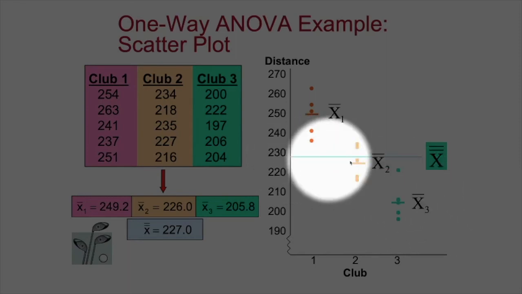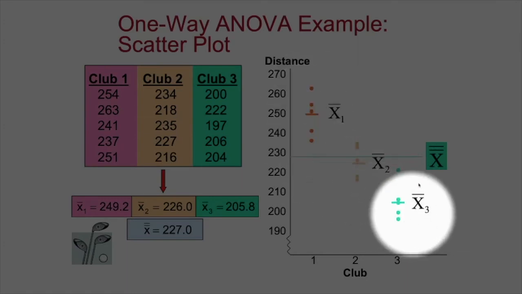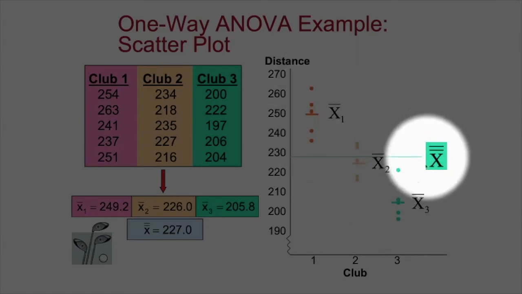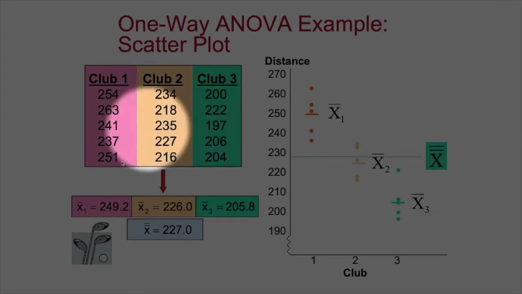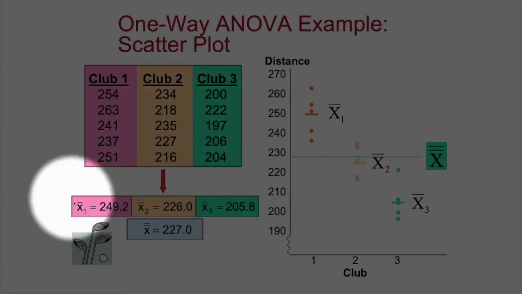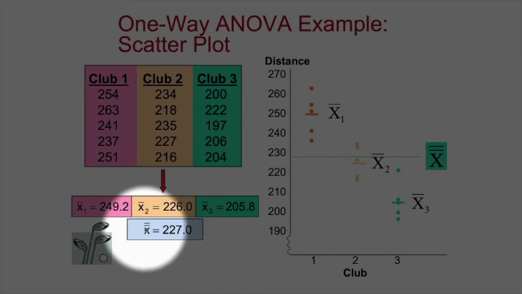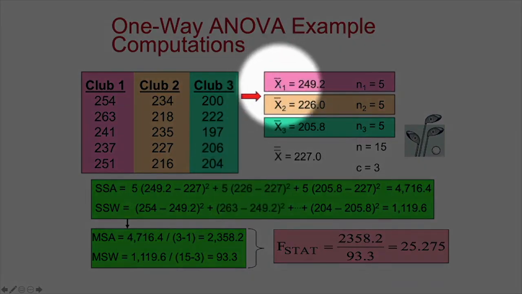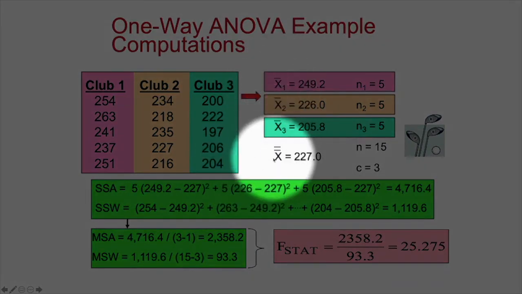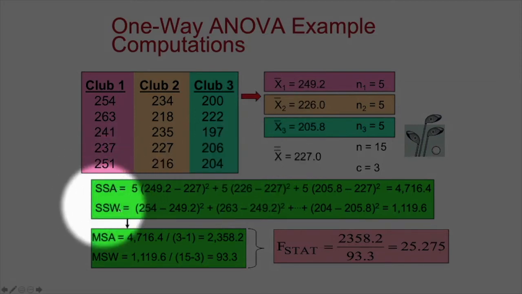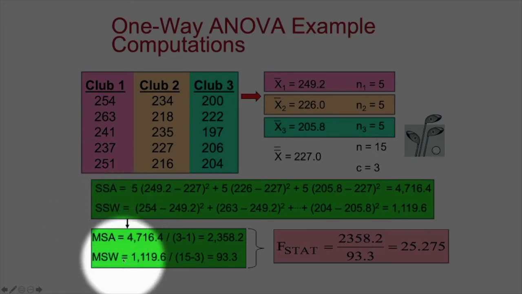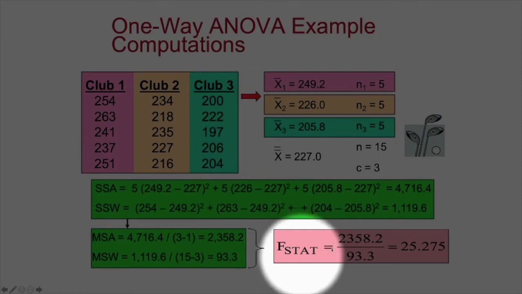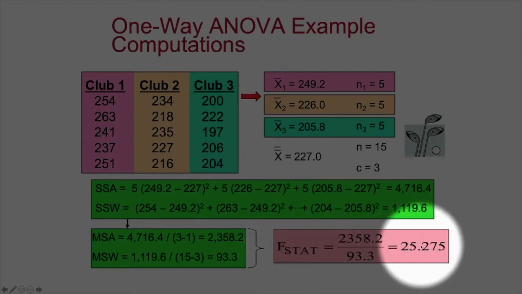And the overall mean of all of these points is x bar bar, x double bar. If you want the values exactly, this is where they are: x1 bar, x2 bar, x3 bar, x double bar. So how would you compute an ANOVA? Well, you have your x1 bar, your x2 bar, your x3 bar, and your x double bar. All you need now is to compute your SSA and your SSW. That will then allow you to compute your MSA and your MSW. That will then allow you to compute the F-stat, which ends up being this.